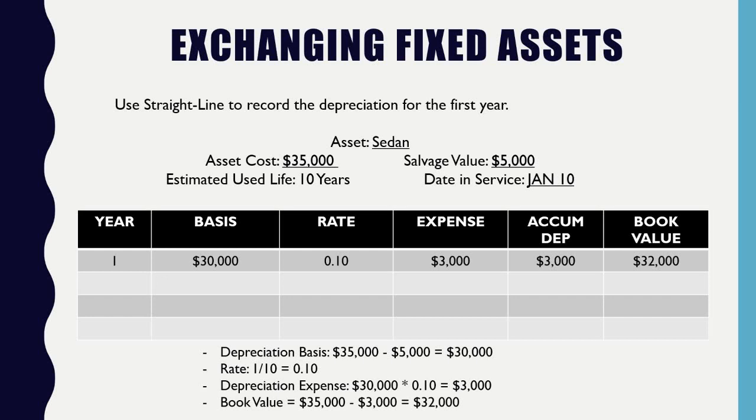This is what it looks like. This is the depreciation expense that you're supposed to do every year, which is $3,000. 30 minus 5 is your basis times a rate of 10% gives you $3,000. So for my first year, I dropped my book value down to $32,000.